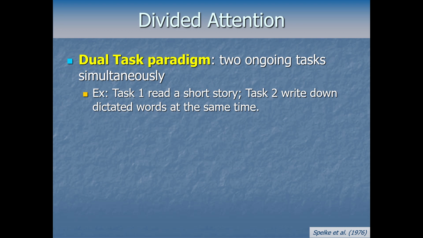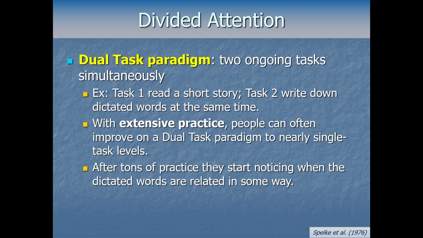So all the way back in 1976, the famous developmental psychologist Elizabeth Spelke published some work with some colleagues using a dual task paradigm. So, for example, they would have participants do task 1, which required reading a short story, and also task 2, which required writing down dictated words at the same time. So they're trying to pay attention to the words that are being spoken that they have to copy down, and when they're not copying those down, or when they finish each one, then they're reading this short story. And they found that with extensive practice, people can often improve on a dual task paradigm, in some cases to nearly single task levels.